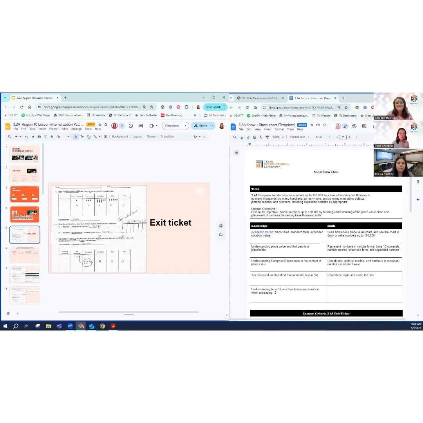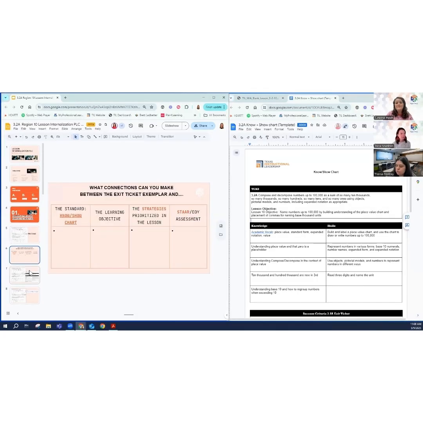Okay, awesome. So what connections can you make between the exit ticket, the TEKS, and the lesson objective that we're looking at today? They're all right here at the very top. Yeah. Okay, so the exit ticket asks students to compose numbers up to 100,000 according to their place value. And they also use objects and numbers to compose. So all of this is stated in 3.2A. And the lesson objective also emphasizes an understanding of the place value chart, and especially the placement of the comma. And those are concepts that are assessed on the exit ticket as well.